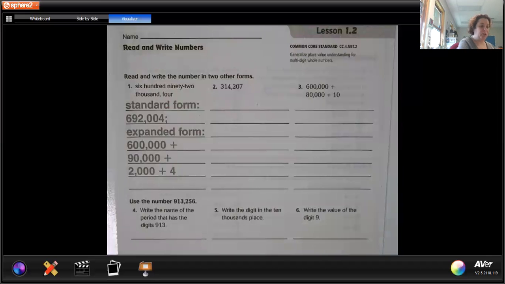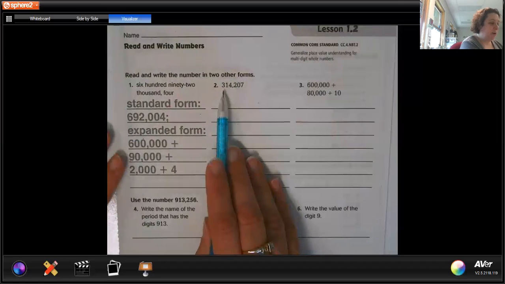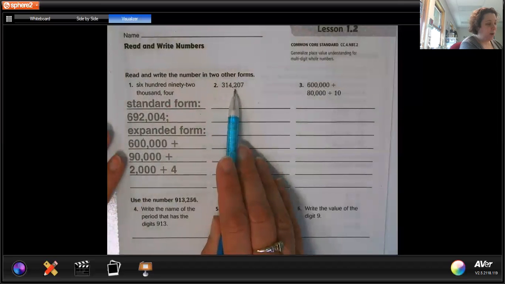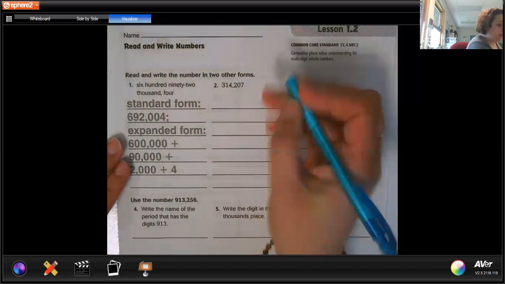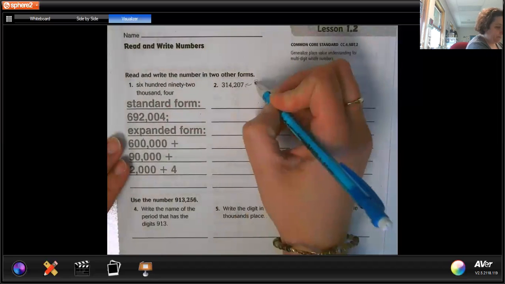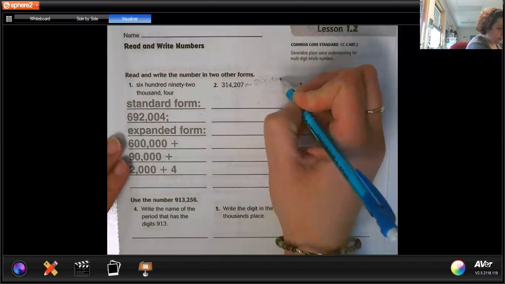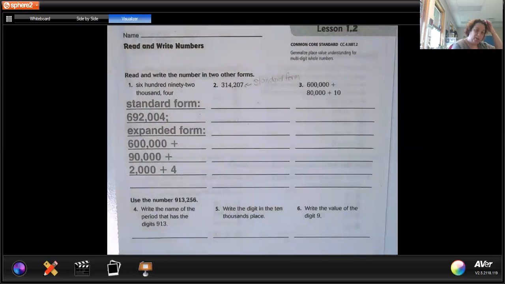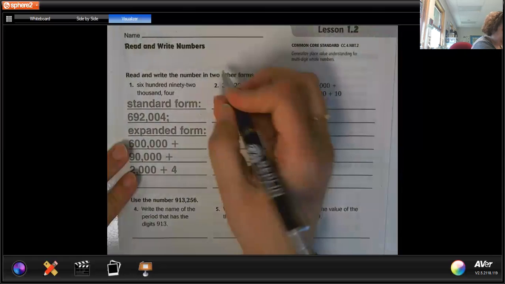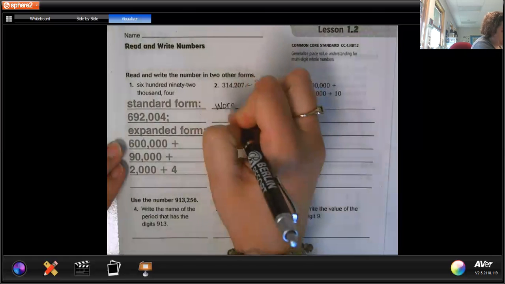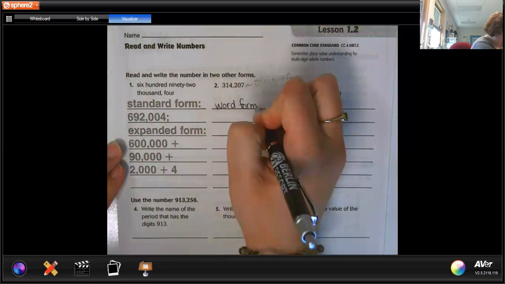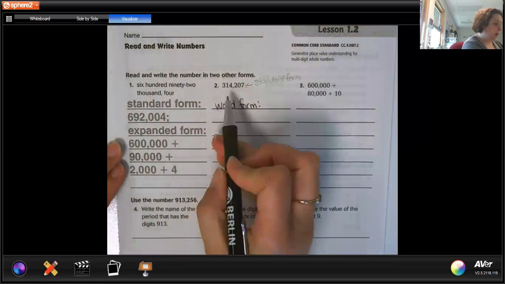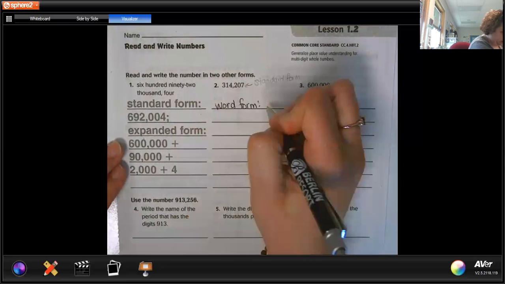All right, so this first one, number 2, has the number 314,207. So this form right here is the one that we call standard form. So the other two forms that I'm going to want to use, I'm going to switch to a pen because I think it'll be darker. The other two forms are going to be the word form and the expanded form. So I'm going to start with the word form, like this. So I'm going to write down word form. And then I'm just going to write this out in words. So it's 314,000.